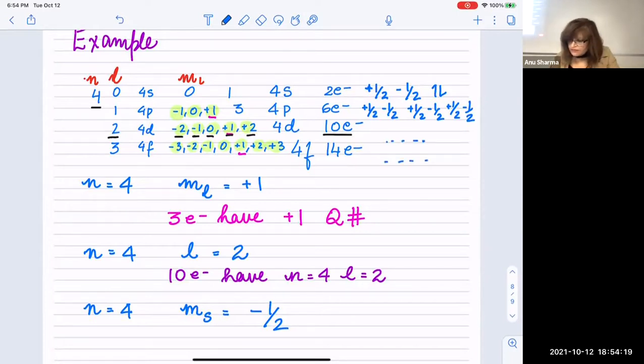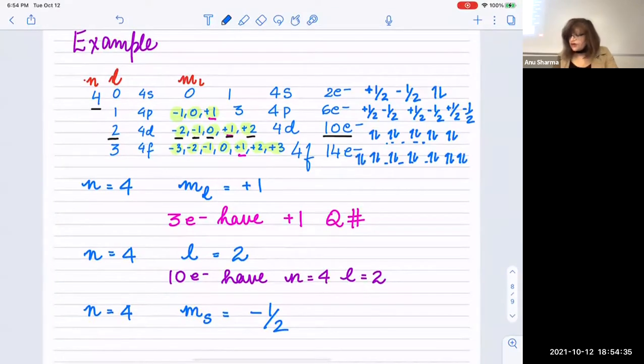So this would be for the 10 electrons also. 1, 2, 3, 4, 5, 6, 7, 8, 9, 10. So here 14: 1, 2, 3, 4, 5, 6, 7, 8, 9, 10, 11, 12, 13, 14. So now you tell me how many have minus half?